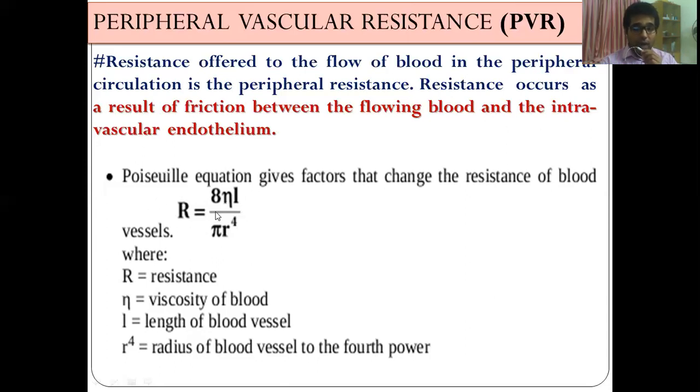And the reverse will happen. If you reduce the diameter by half, the resistance will increase 16 times, and the blood flow decreases by 16 times.